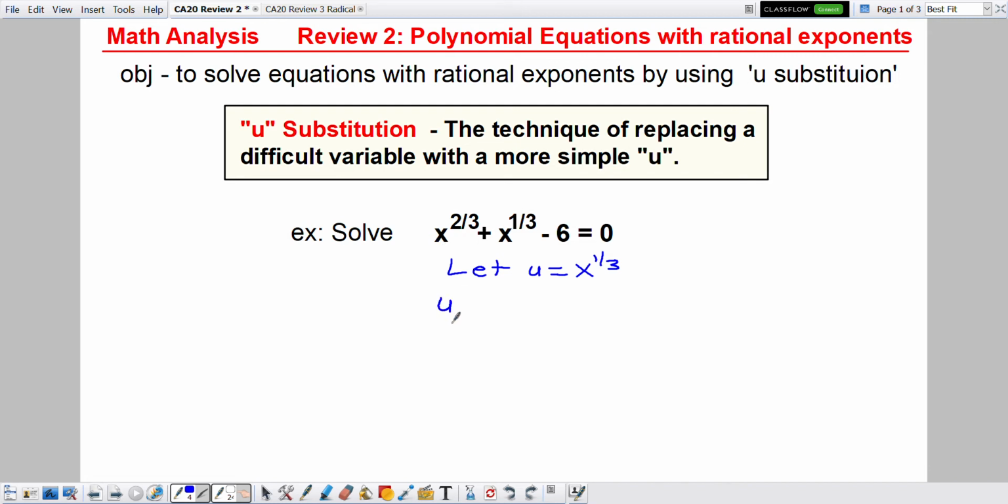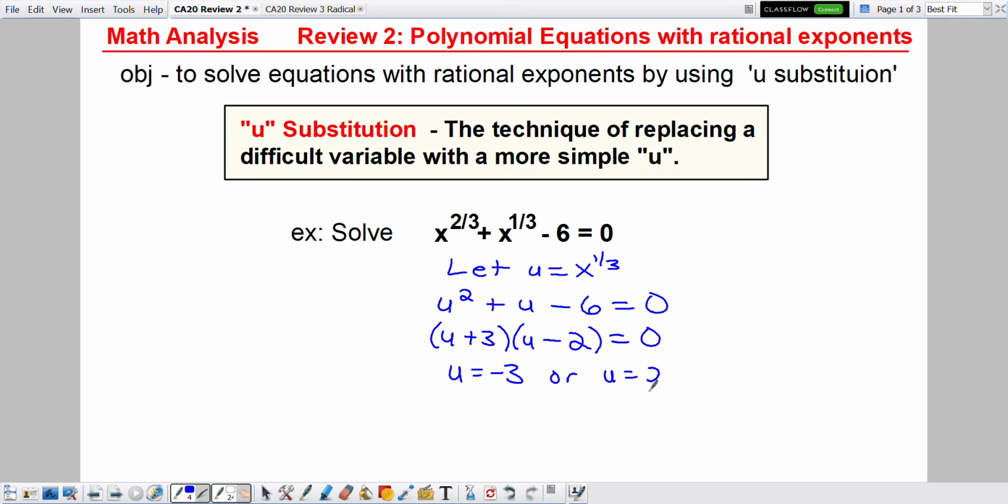Then we can rewrite this equation as u squared plus u minus 6 equals 0. And as long as we know that u is x to the 1/3 power, this is still the same equation. It's just going to be solved in two parts. This is a lot simpler. So to solve this, I'm going to solve it with the same method. I'm going to solve it by factoring. And so I know the factors that multiply to be -6 that add up to be +1 are +3 and -2. And so in your head, you could probably tell me that u equals -3 or u equals 2.